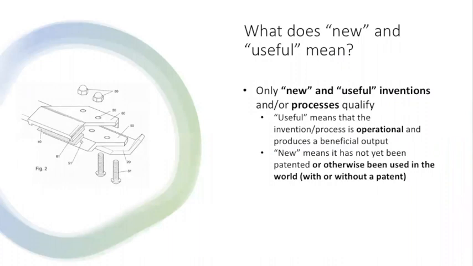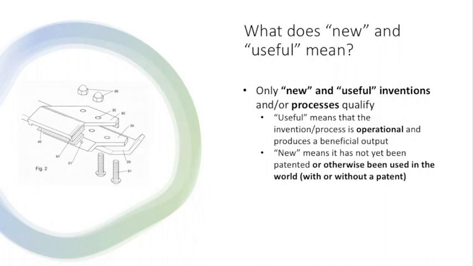So now let's start by taking a look at the general requirements needed for an invention to qualify for patent protection. First, patents must be new and useful inventions and processes in order to qualify for registration. Useful means that the invention or process is operational and produces a beneficial output. New means it has not yet been patented or otherwise been used in the world publicly with or without a patent.